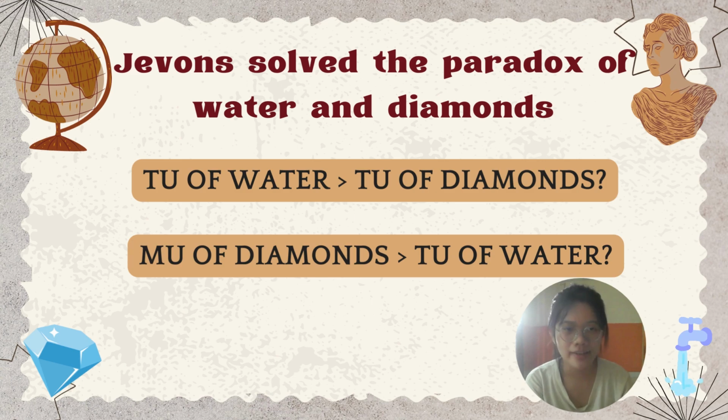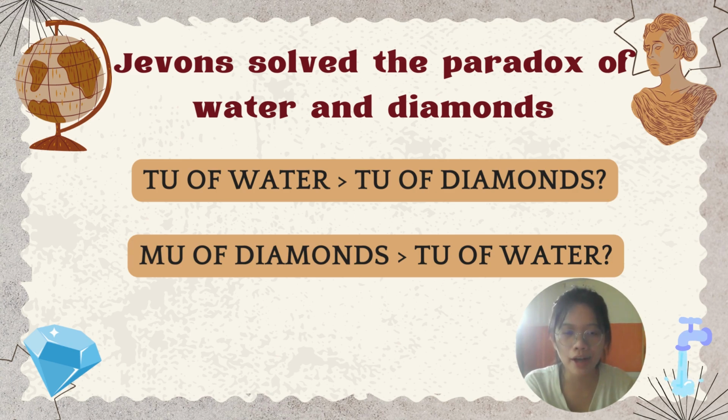Classical economists, including Adam Smith, were puzzled by the paradox of water and diamonds. However, this paradox of water and diamonds was solved by Jevons by launching the law of diminishing marginal utility. Jevons' law explains that the total utility of water is larger than the total utility of diamonds. This is because water is very useful compared to diamonds in our daily life. We humans cannot survive without water, but we can survive without diamonds.